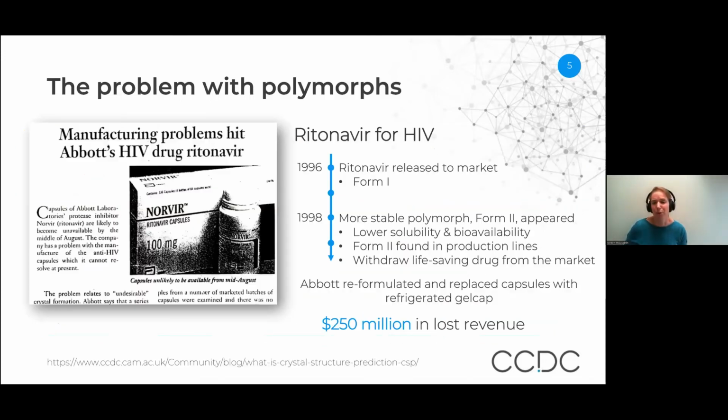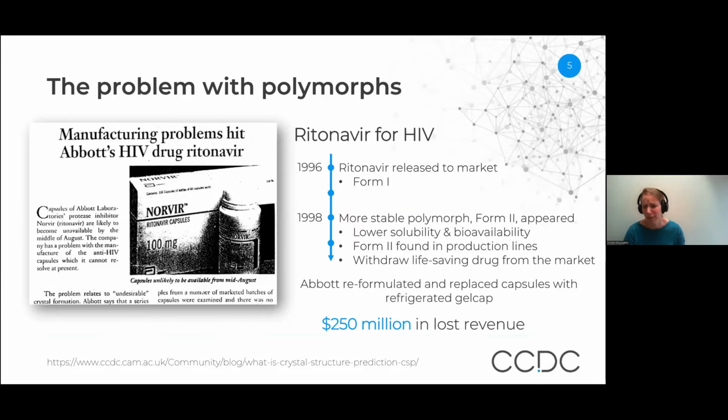Now this is a huge problem because, for example, in 1996, there was a new drug for HIV released, ritonavir. At the time, there were only 7 other drugs available for HIV, so this was important to the market and to the people who were taking it.